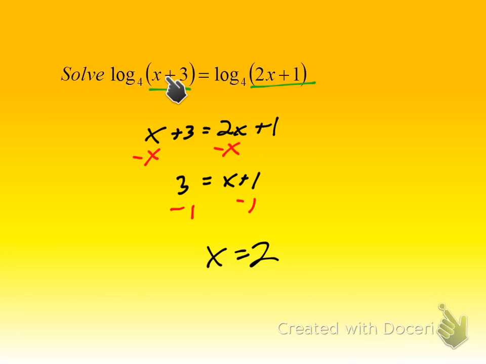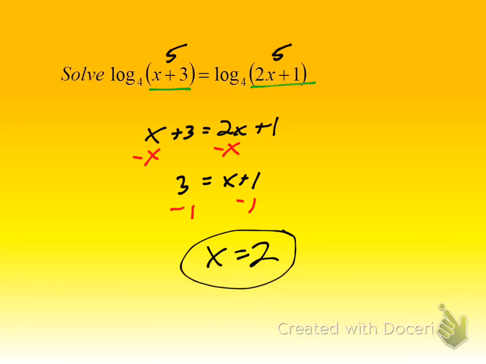What's 2 plus 3? 5. So we have 5 on this quantity. Over here, what's 2 times 2? 4. What's 4 plus 1? 5. So we have log base 4 of 5 equals log base 4 of 5. Is 2 a good answer? Yeah. Okay. Questions on that one? Very good.